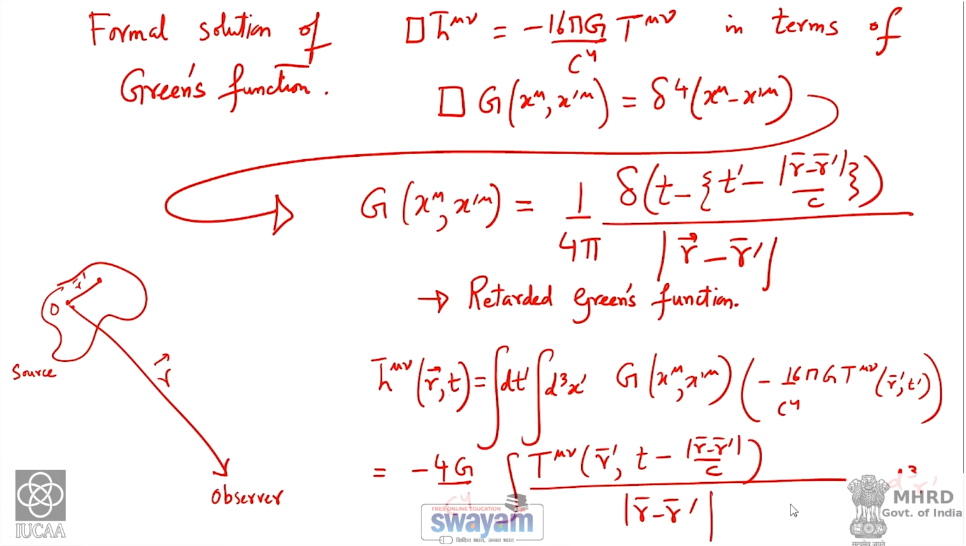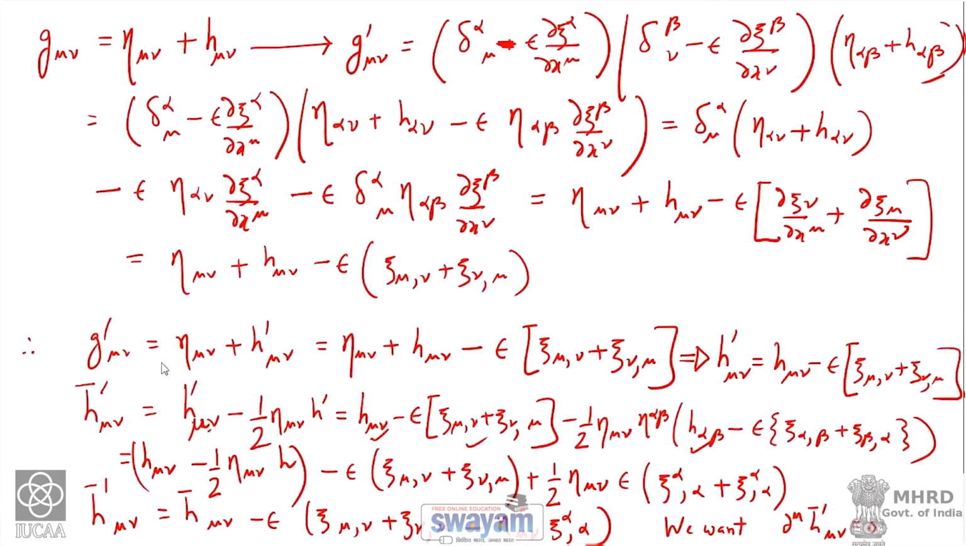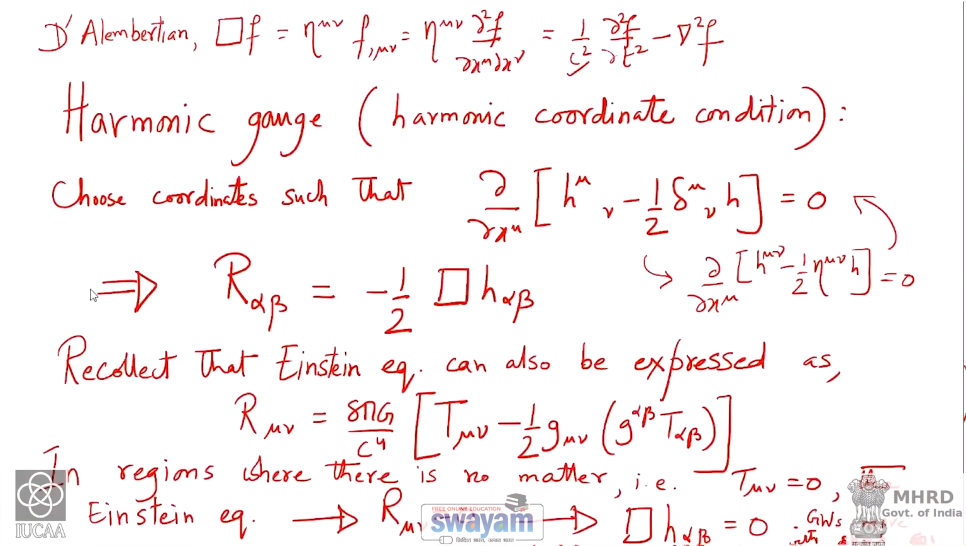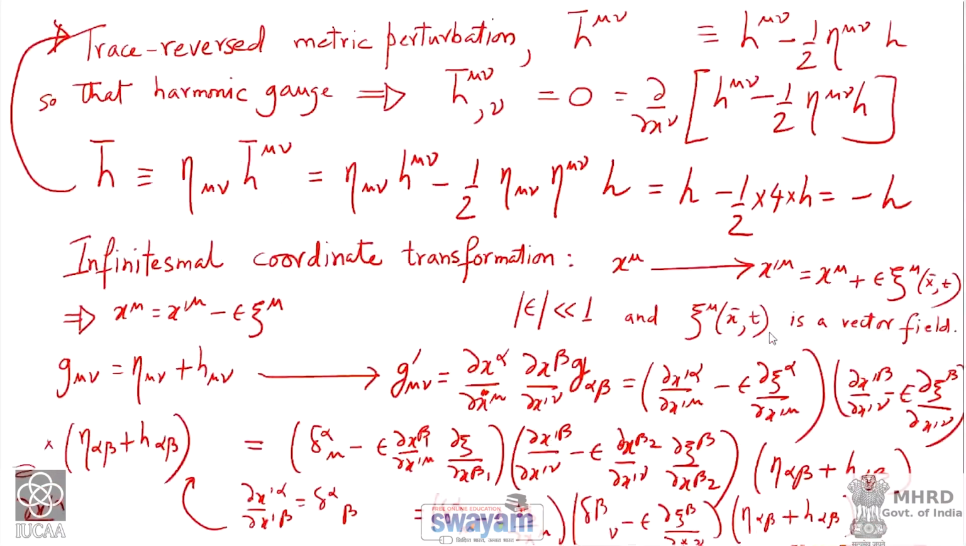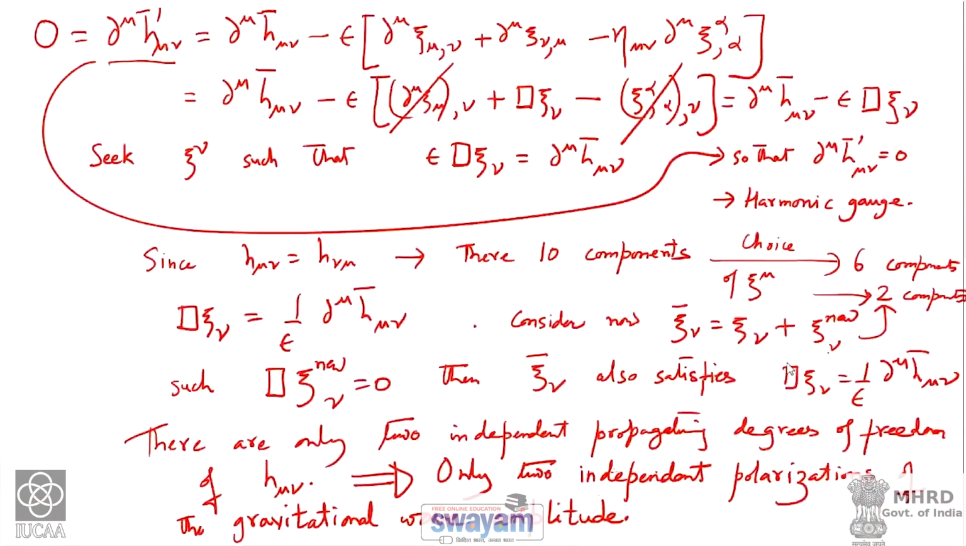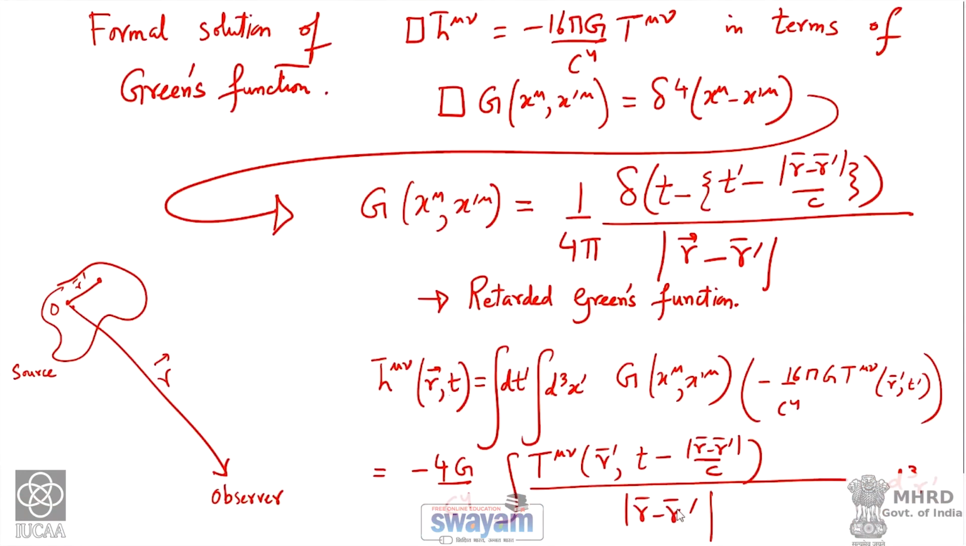So, causality is maintained by this expression. But note that our source is very, very far away, and we have already made the size part. We have already shown that the size of the source is much, much smaller compared to the distance at which we are observing. This source maximum size is L source, and this is much smaller compared to the distance, and therefore, we can make an approximation for mod r minus r prime. So, let us do that approximation.